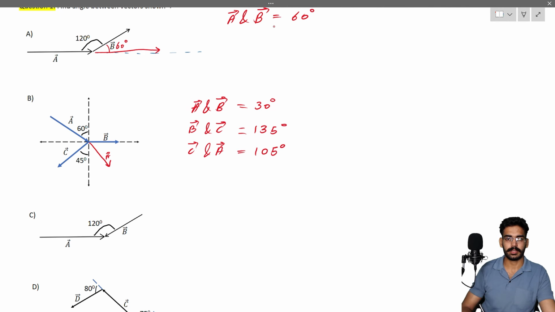I hope you will be able to understand. Just connect head to head, all the heads should be connected, or all the tails you connect. I mean if I shift the A vector, all tails are connected and I can answer very fast. So that's why I shifted just A only.